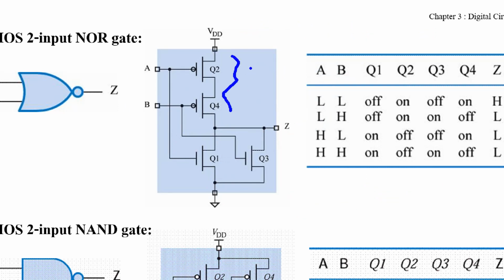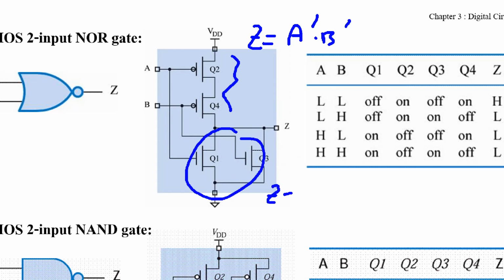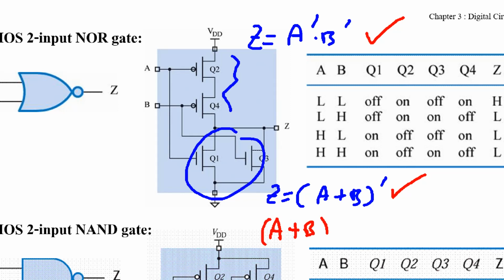Namely, if you consider the upper part of the circuit, your result will be Z equals A prime and B prime. If you consider the lower part of the circuit, your result will be Z equals A or B, and then invert it. Actually this one and this one are the same function. A plus B, inverted, equals A prime and B prime. This is based on switching algebra or Boolean algebra.